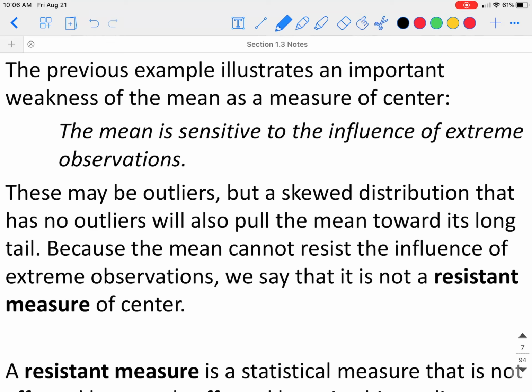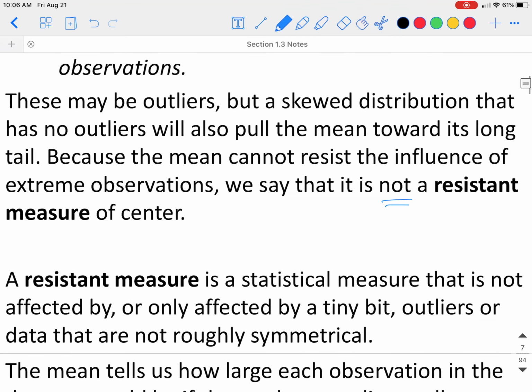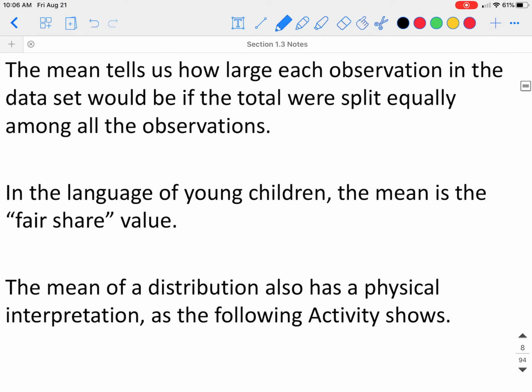So the mean is very sensitive to the influence of extreme observations. There may be outliers, but a skewed distribution that has no outliers will also pull the mean towards its longer tail. Because the mean cannot resist the influence of those extreme observations, we say that it is not a resistant measure of center. A resistant measure of center is a statistical measure that is not affected by, or only affected a tiny bit, by outliers or data that is not roughly symmetric.